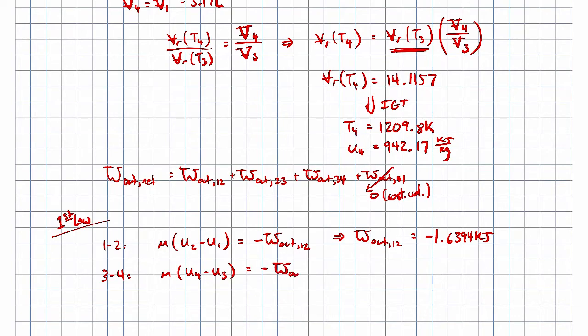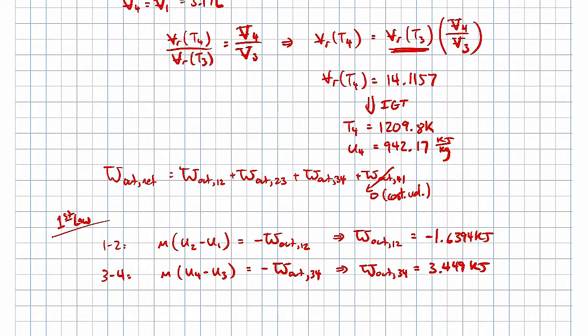So that'll look much the same. Adiabatic process from 3 to 4, neglecting kinetic and potential energy changes. So we can solve for that one. That one comes out to be 3.449 kilojoules. Notice that the work out from 1 to 2 is negative, that's because we're doing work on the air. We're compressing it. 3 to 4, it's an expansion process, so the air is doing work on the surroundings.